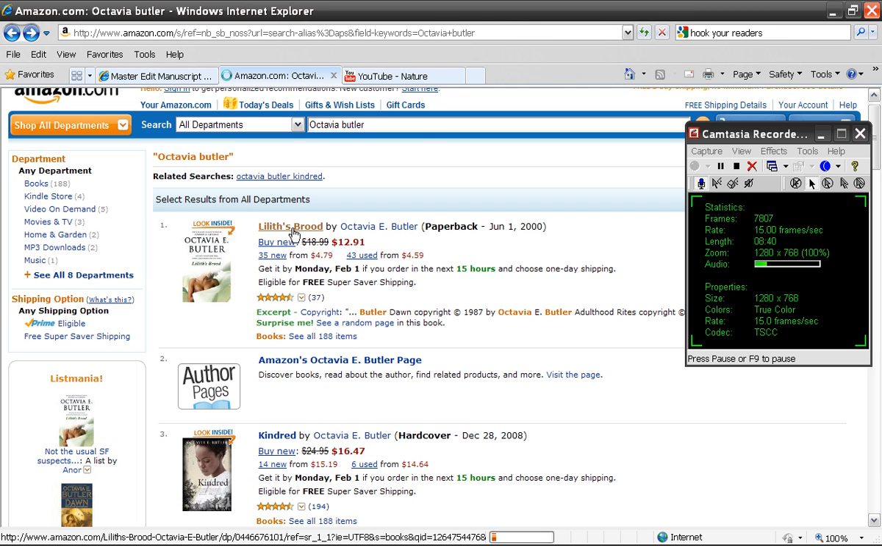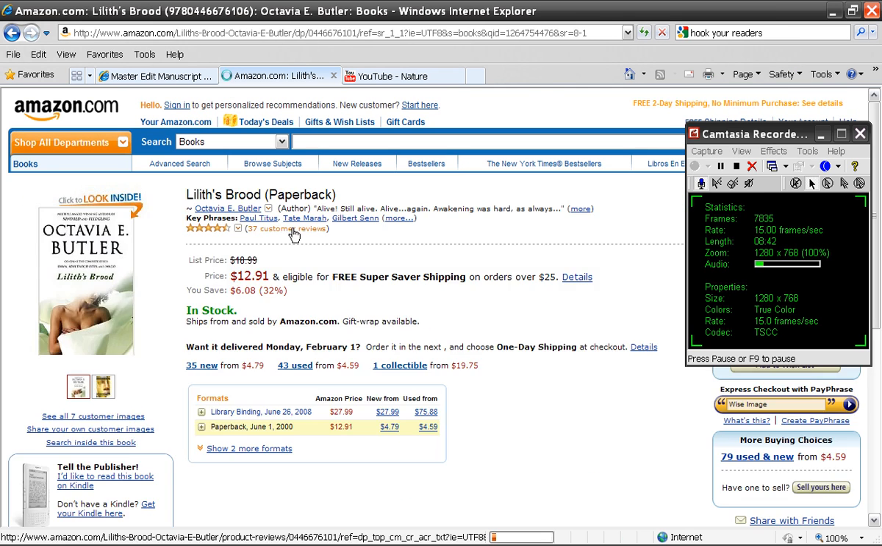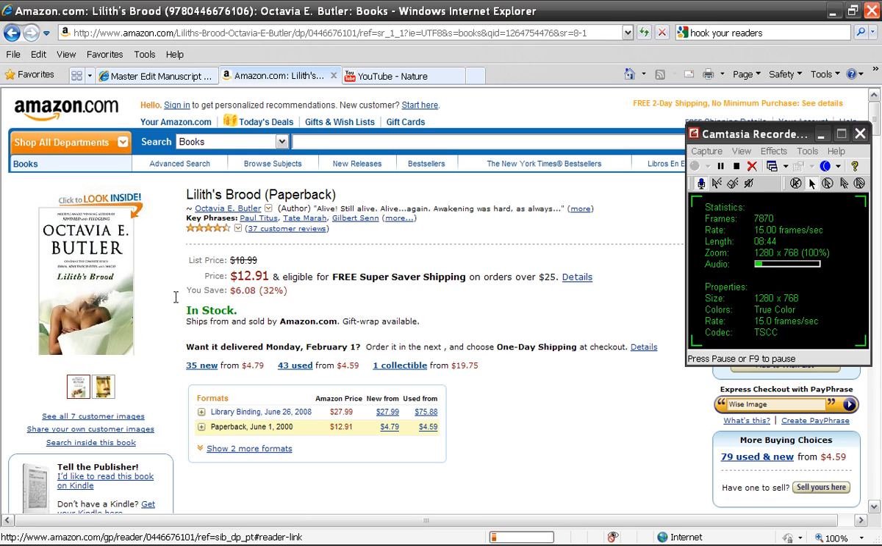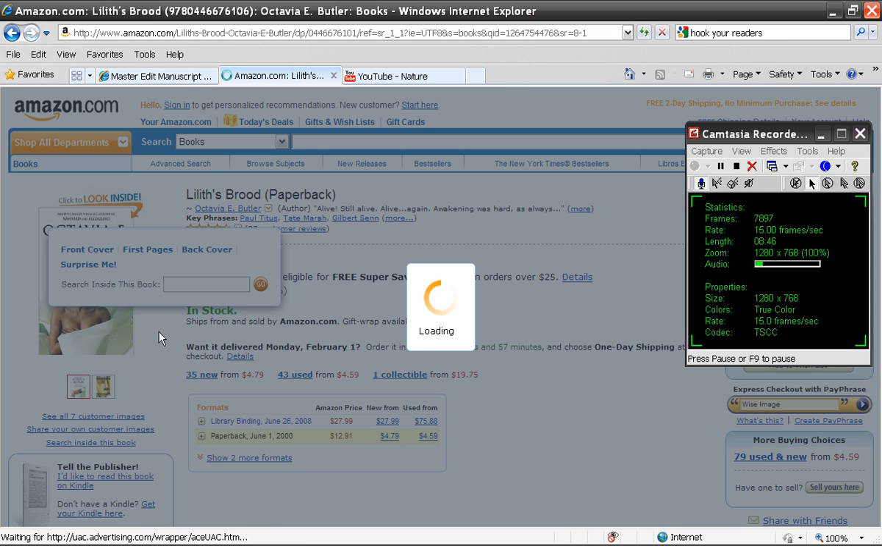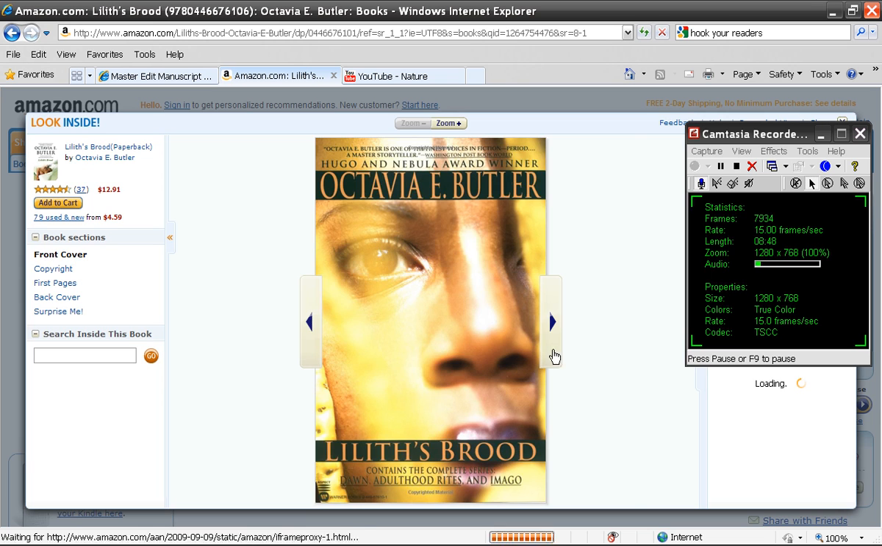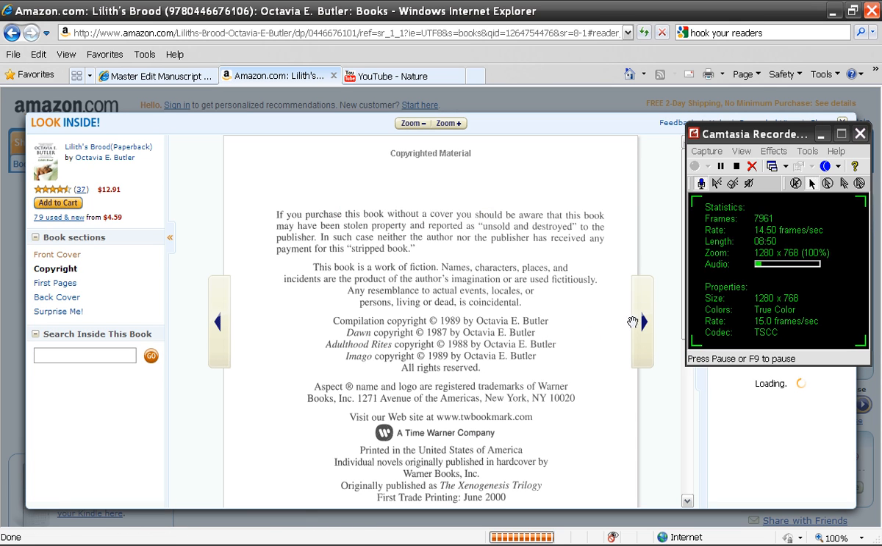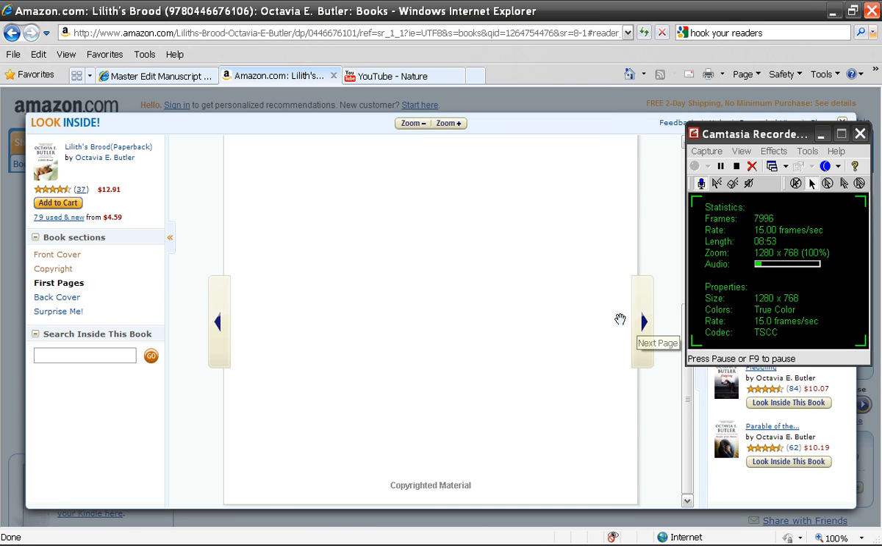I know this is a little bit long. I'm going to go to Lilith's Brood by Octavia Butler. I'll end with this, just looking at the very beginning of this, because she does a really good job. She's a really good person to study when it comes to openings. She just does such a good job with doing all this stuff that I talked about.